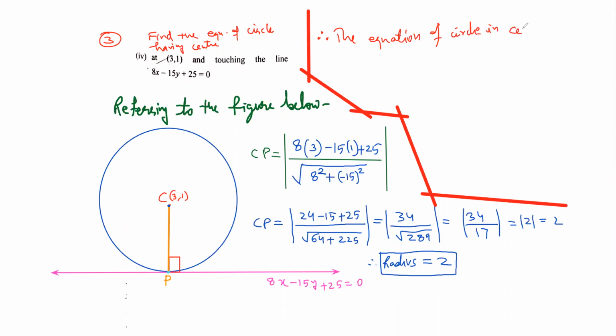The equation of circle in center radius form is x minus 3 square plus y minus 1 square equals r square, which is 2 square. Just expand this and solve it. That's the final answer. I hope you all followed it.